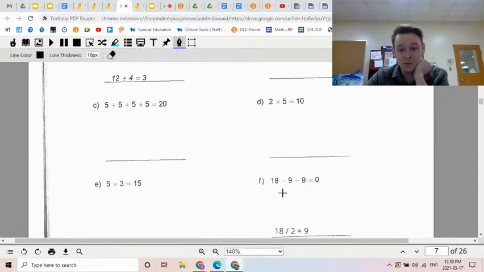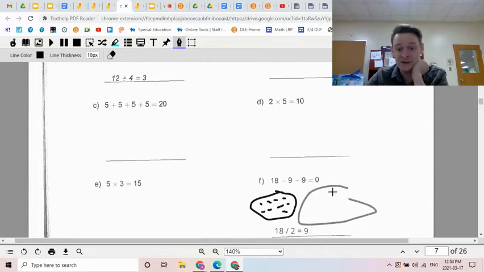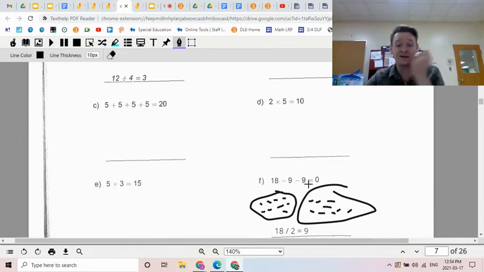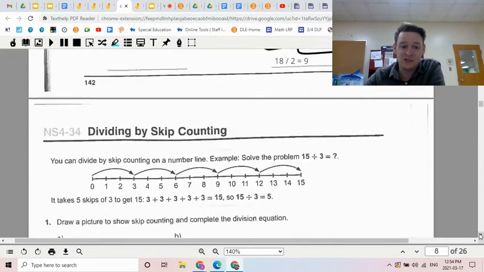And if I want to put that into a model, I'm going to just do circles and dots. There's 1, 2, 3, 4, 5, 6, 7, 8, 9. And there's another lovely circle with 1, 2, 3, 4, 5, 6, 7, 8, 9 dots in it. And that will take us to the end of this page.